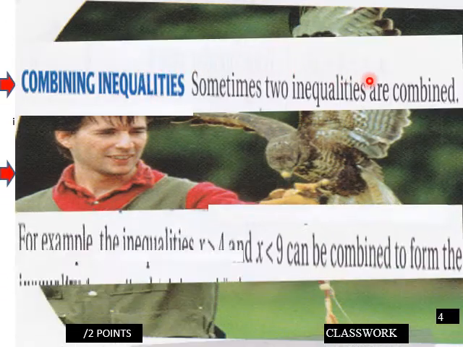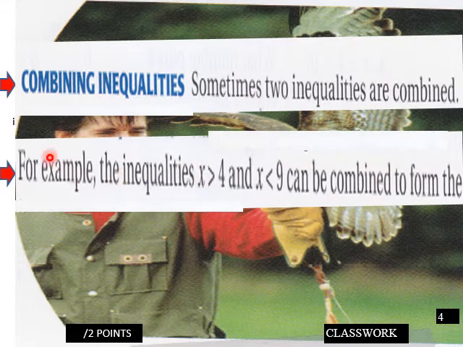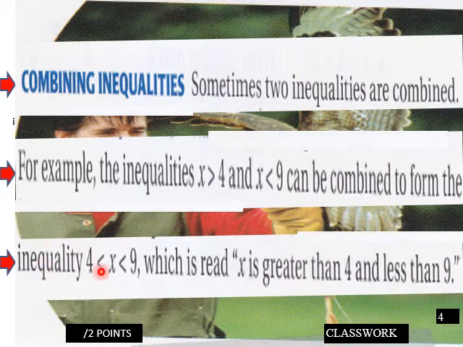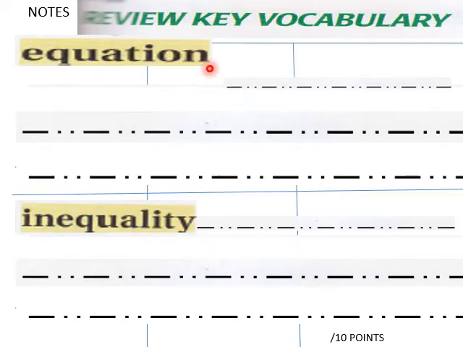Combining inequalities: sometimes two inequalities are combined. For example, the inequalities x greater than 4 and x less than 9 can be combined to form the inequality 4 is less than x and x is less than 9, which is read x is greater than 4 and less than 9. You can start here at x. X is greater than 4 and less than 9. That'd be another way to do it. I like starting over here: 4 is less than x and x is less than 9, so it does the same thing.